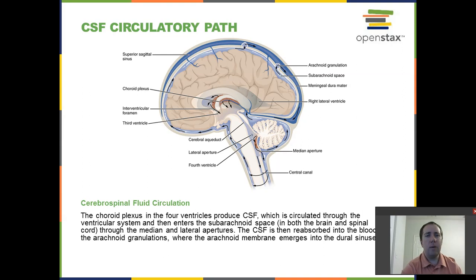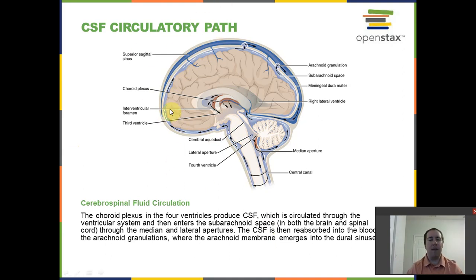So on this slide, we see the circulatory path of the cerebrospinal fluid. So most of it's going to be made in the ventricles in the very center of our brain. It then comes down out of there. Some of it's going to go down the spinal cord. Some of it is going to go up around the brain. The stuff that goes down the spinal cord, some of it, like I said, is going to get reabsorbed. Some of it is going to come back up the spinal cord and wash the front of the brain.